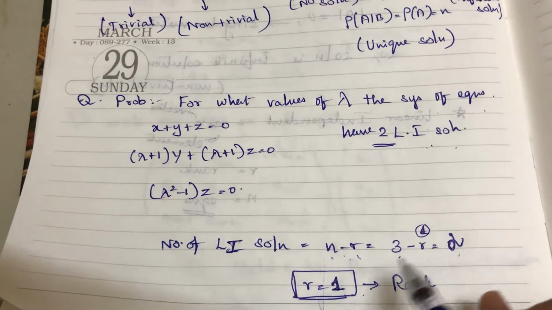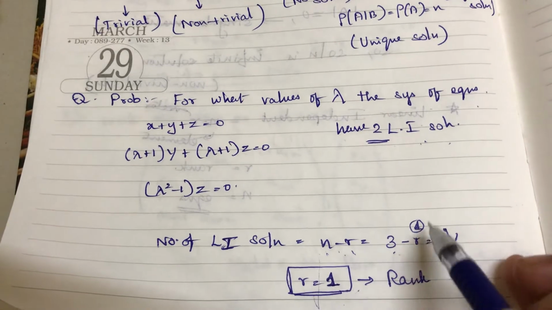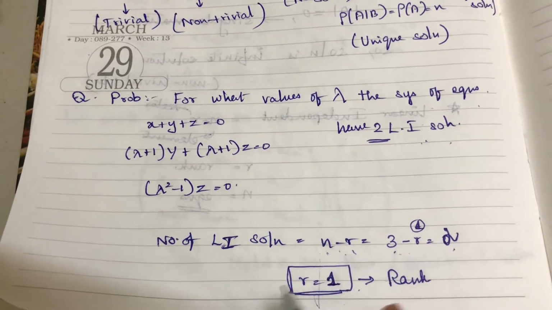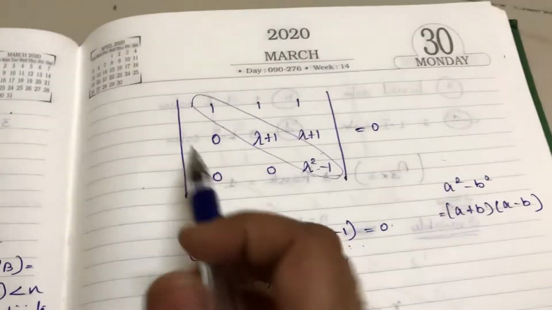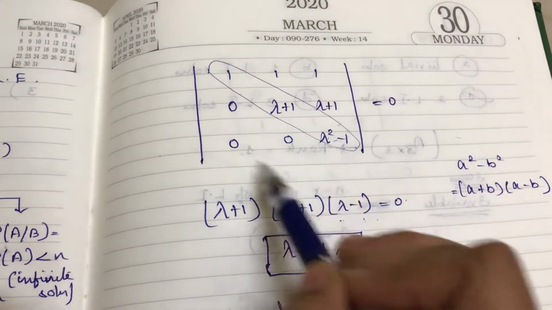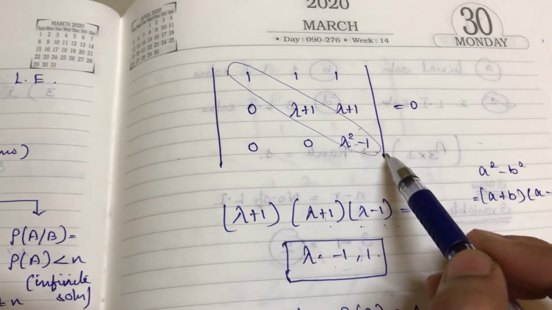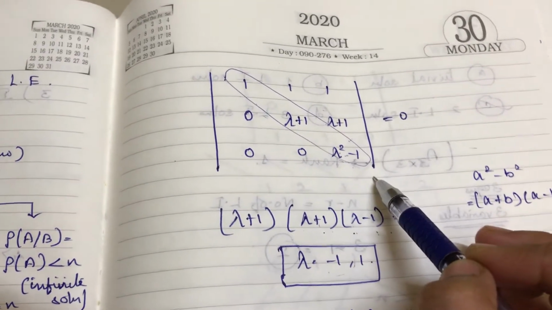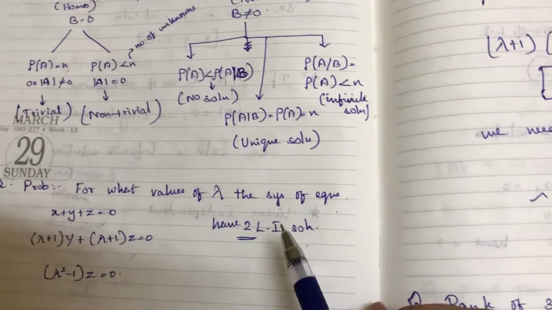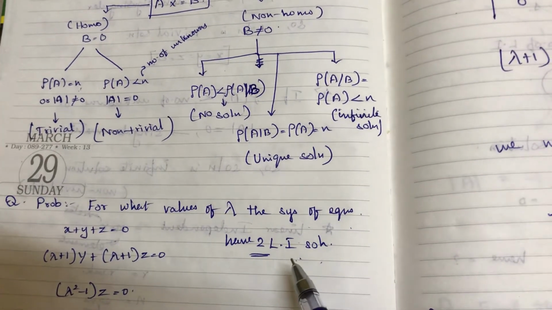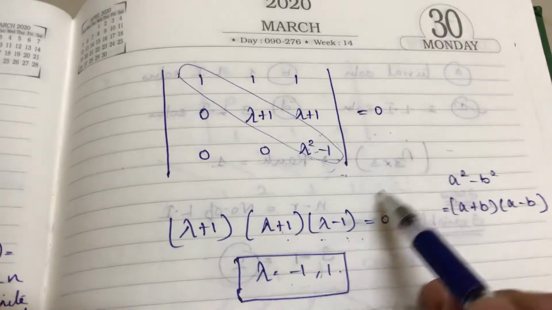Rank is what? 3 minus 1 is 2, right? So here we have to put 1. So rank is 1. Okay. Then we have to find the lambda value. You can see here we just write the coefficients and form the matrix A, and we are taking the determinant here. The determinant is equal to 0 because it is a linear independent solution, right? So linear independent means determinant equal to 0.